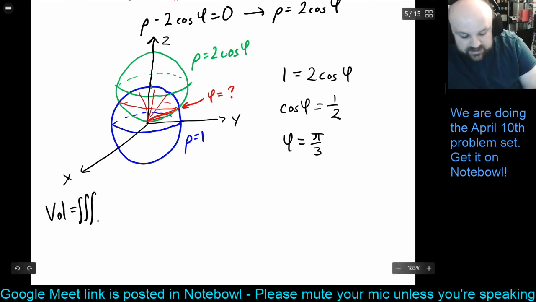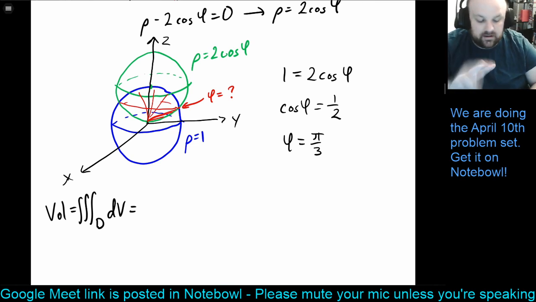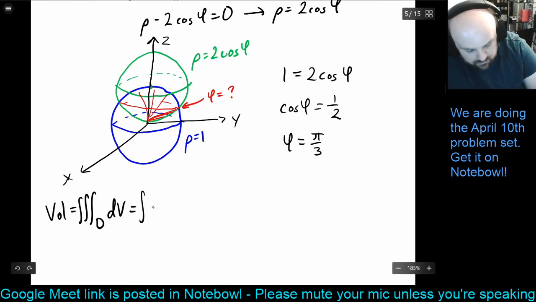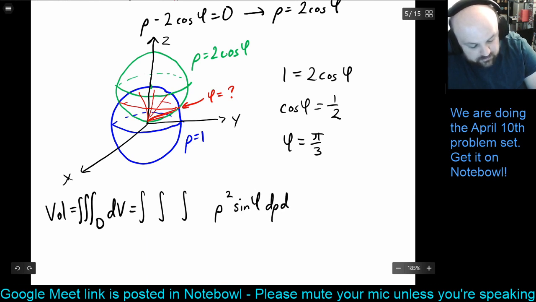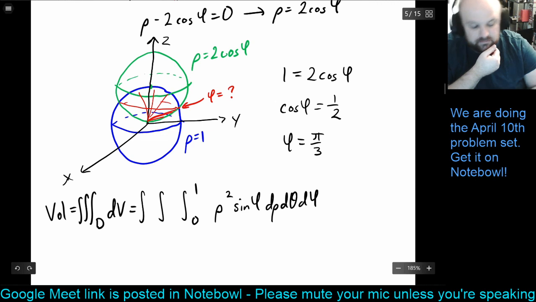Again, we're always doing the integral of dV. So we have to compute this volume in two pieces: the piece that ends on the blue sphere and the piece that ends on the green sphere. So let's get our usual rho squared sine phi d rho, let's say d theta d phi. For the blue sphere part, the bounds are pretty easy. It always starts at the origin and it goes to 1.